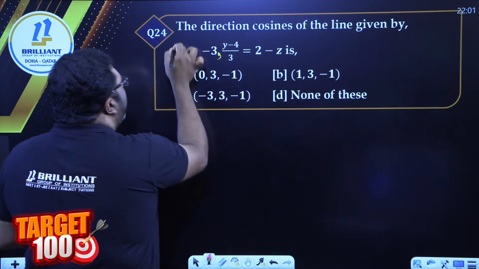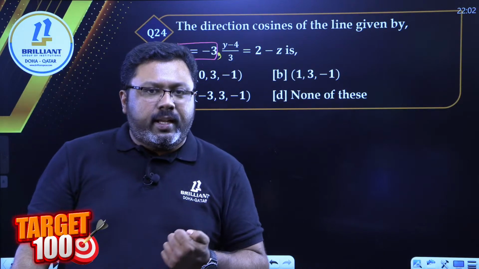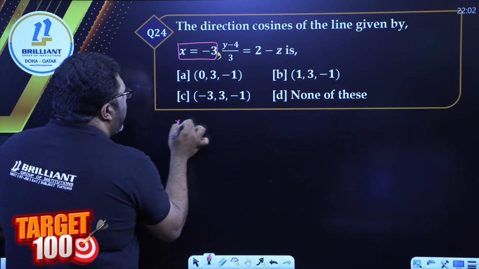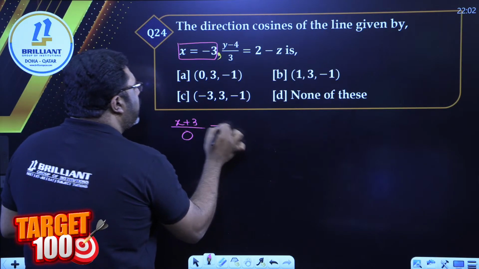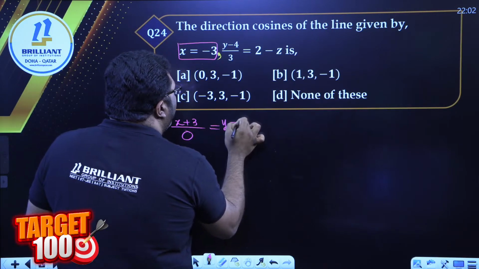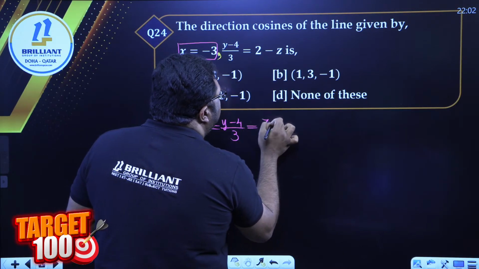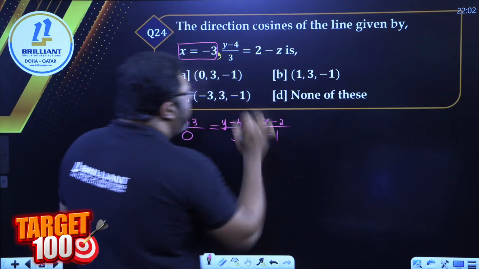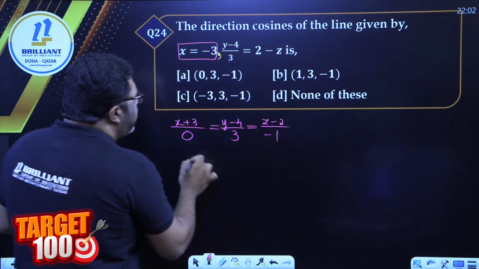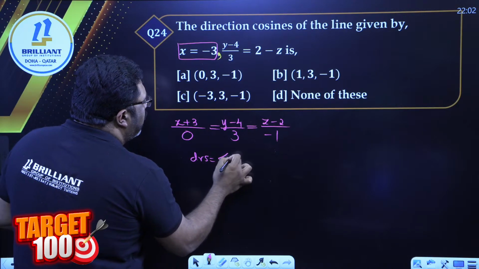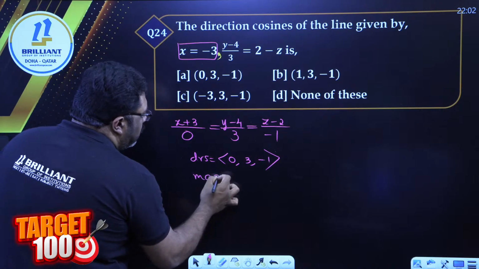When it is separated by a comma, you should understand that the direction ratio of that component is 0. So you have to write it as x plus 3 with the direction ratio 0. Now, the second component, y minus 4 divided by 3. The third component, write it in the correct form, z minus 2 divided by minus 1. Now from this, it's very easy, the direction ratios 0, 3, minus 1.